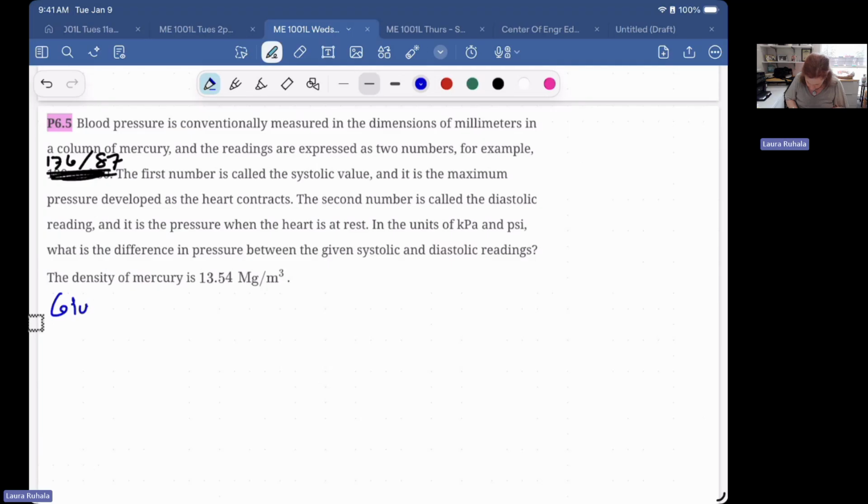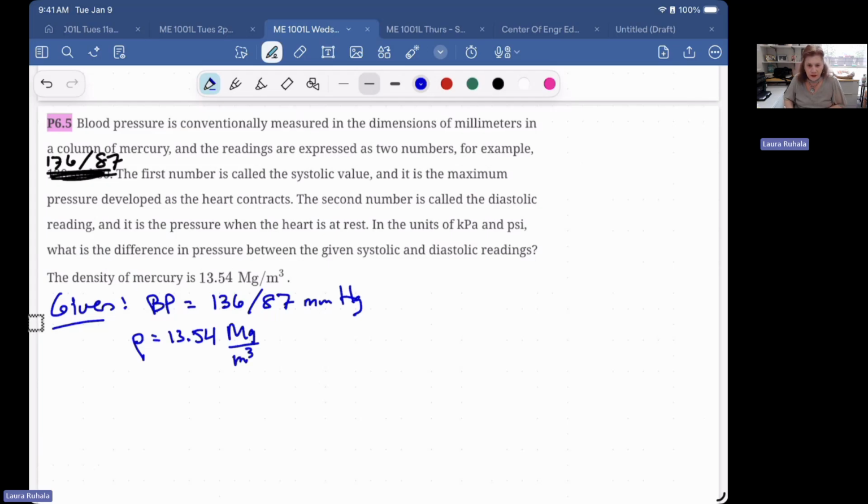Okay, so given, we have the blood pressure. The BP is 136/87 millimeters mercury. And the density is 13.54 megagram per cubic meter. That's a stupid unit. Let's go ahead and convert that to kilogram. So that's 13.54 times 10 to the 3 kilogram per cubic meter.